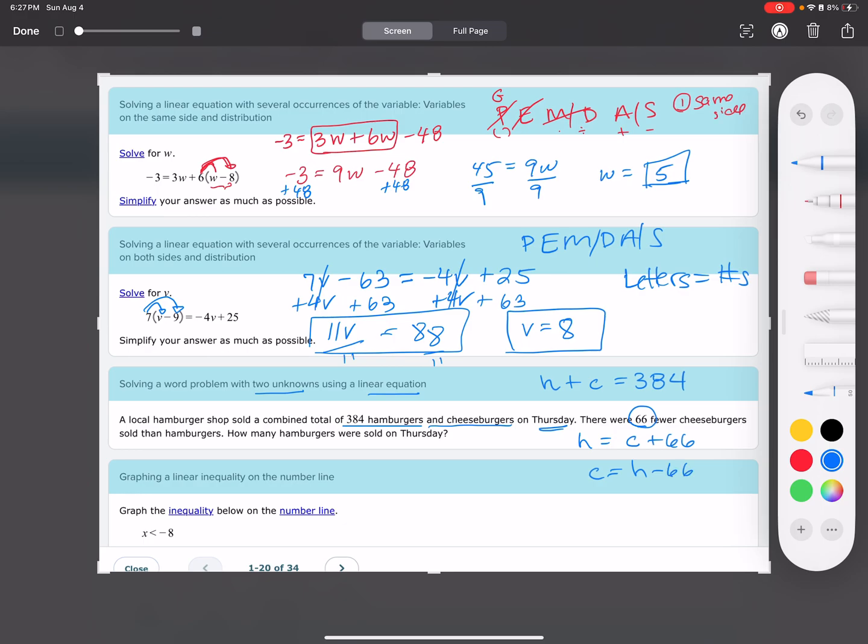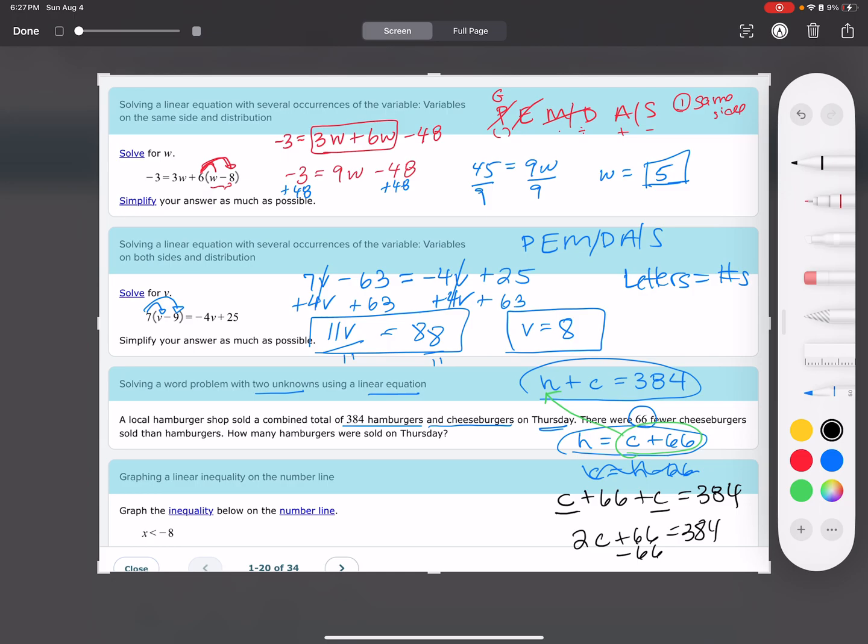So now, how many were sold? I'm just going to use this top one, it doesn't matter. We have these two equations, and I'm going to take the C plus 66 and put it in for H. We'll find out how many cheeseburgers we had, and then how many hamburgers. So I have C plus 66 plus C is 384. I have a C plus C, so it's going to be 2C plus 66 is 384. I'm going to subtract 66 from both sides. I borrow here, and I get 14 minus 6 is 8, 7 minus 6 is 1, and 3 minus 0 is 3. So I have 2C, 2 cheeseburgers, equals 318, divided by 2.